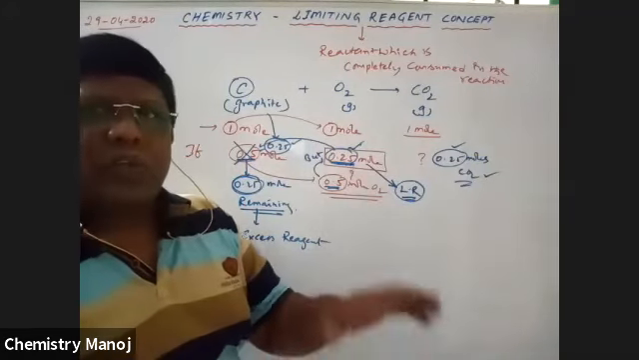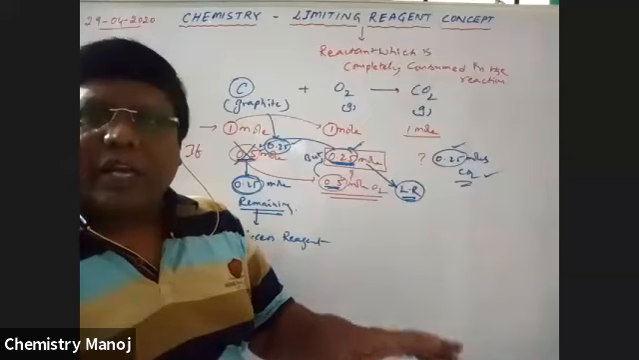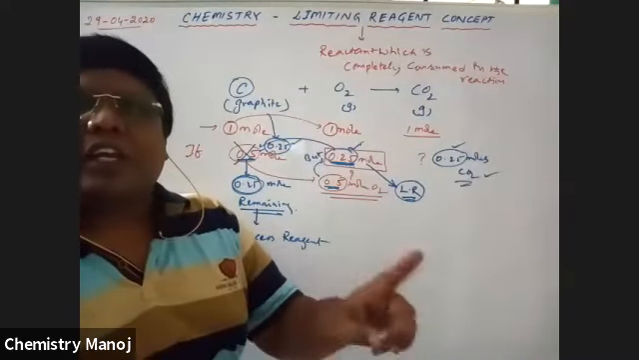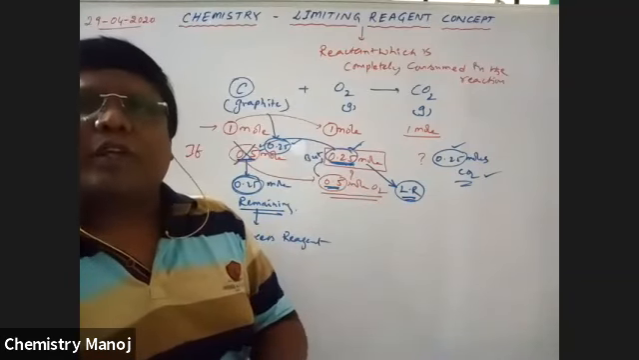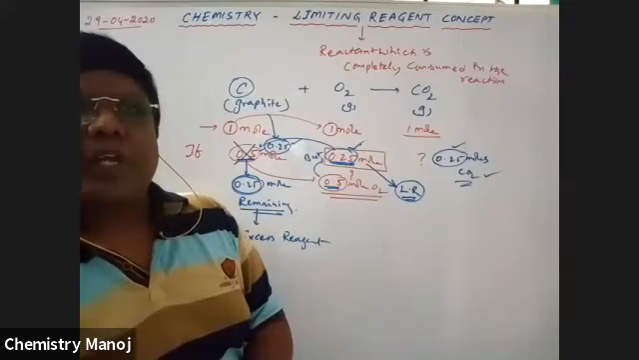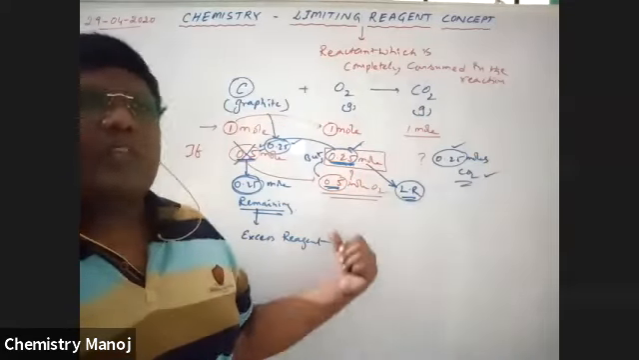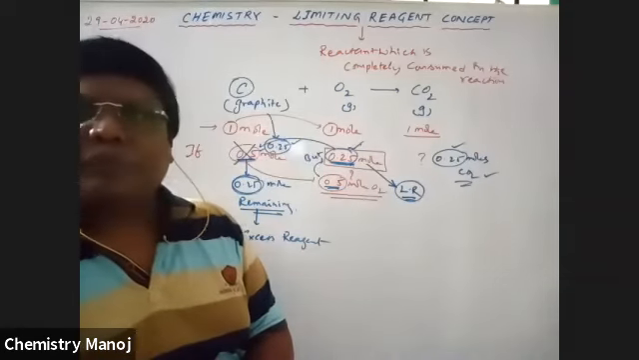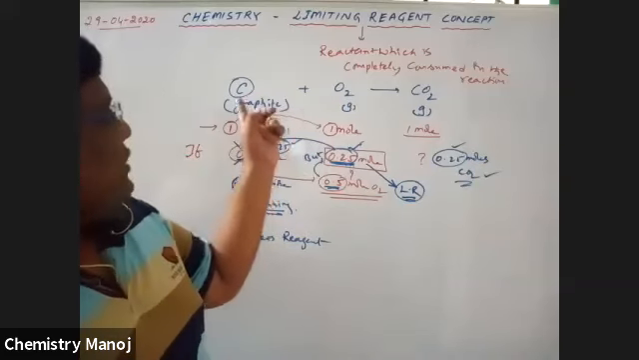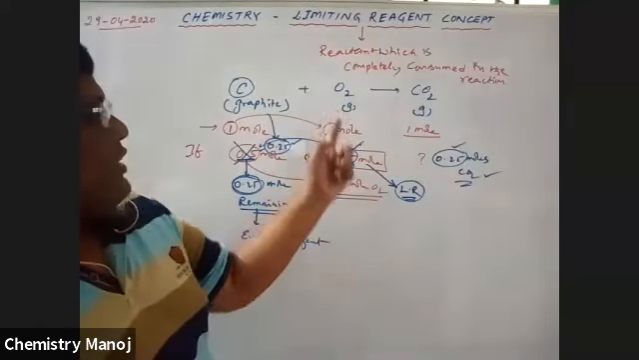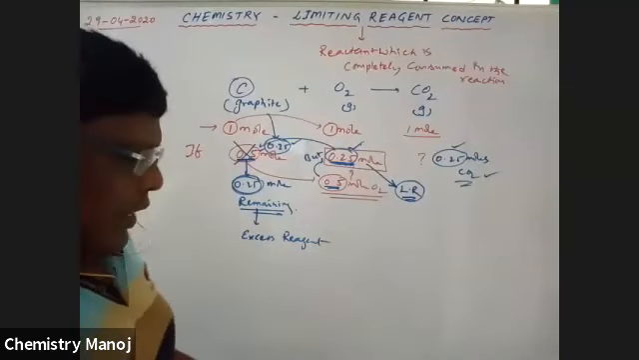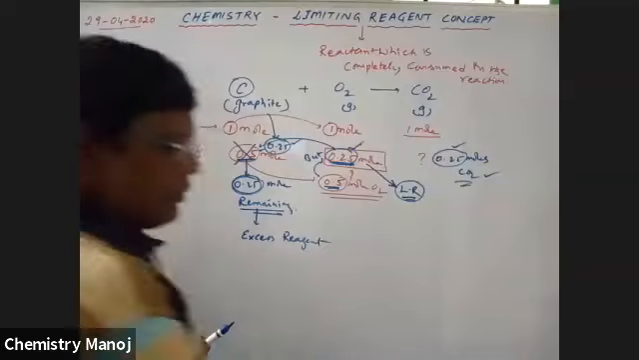Our calculation is only with respect to the limiting reagent, because it is completely consumed. The product is formed only with respect to the completely consumed reactant. The other should be in excess amounts, and that excess amount we can calculate. Okay, is this clear or not? So here oxygen is the limiting reagent and carbon is the excess reagent. Now we are going to take one more example.